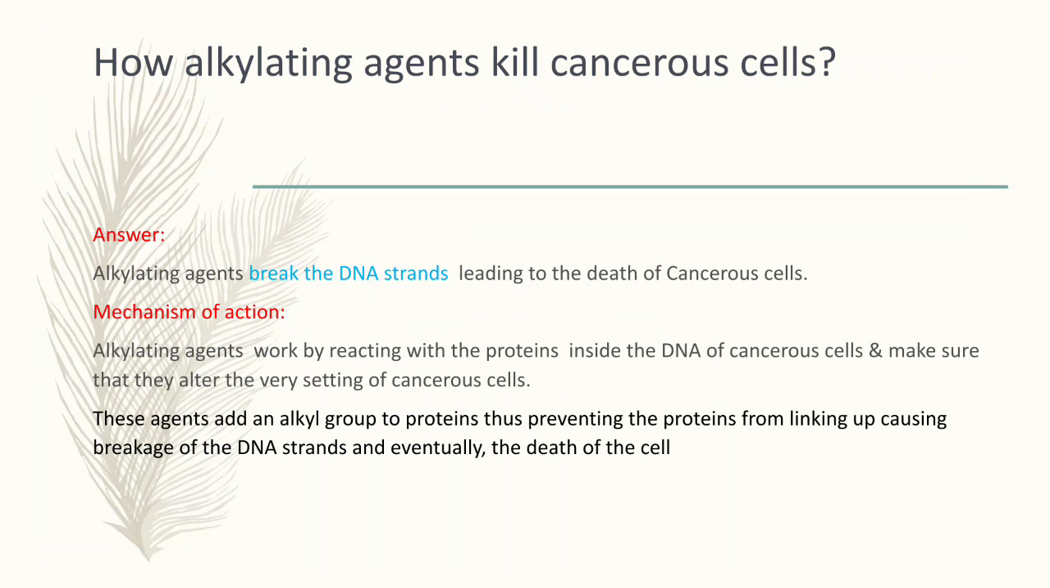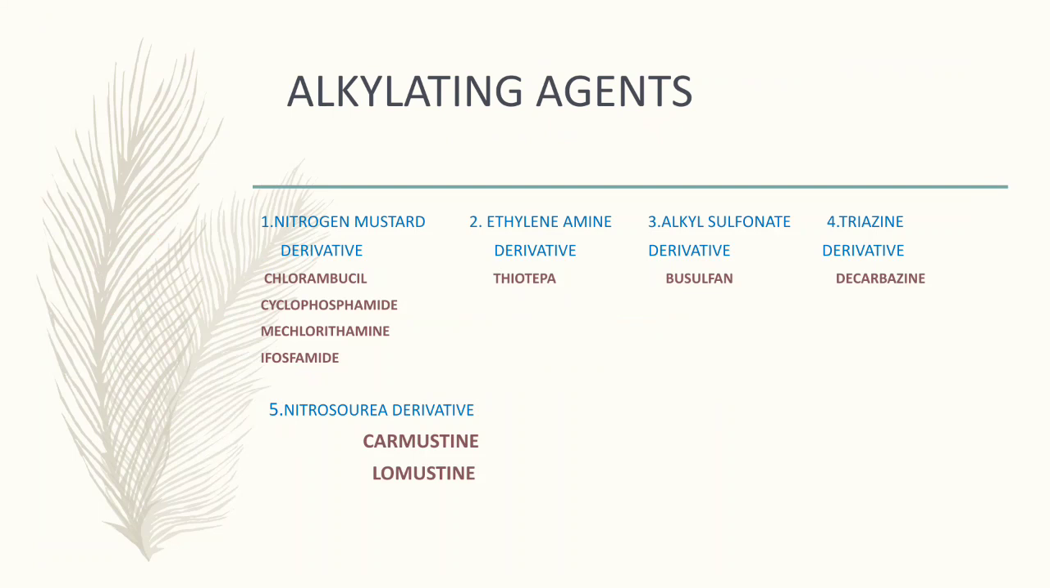Alkylating agents work by reacting with the proteins inside the DNA of cancerous cells and altering the very setting of cancerous cells. That is, these alkylating agents add an alkyl group to the proteins, thus preventing the proteins from linking up, causing breakage of DNA strands and eventually leading to death of the cell. Alkylating agents can be grouped into 5 categories: nitrogen mustard derivative, ethylenamine derivative, alkyl sulfonate derivative, triazine derivative, and nitrosourea derivative.